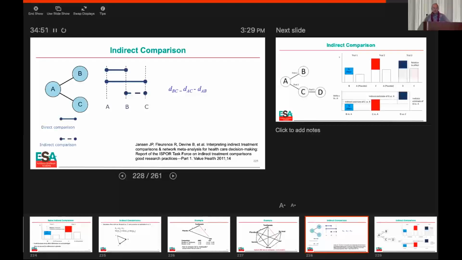So the basic idea here is that you have a direct comparison of A with B and a direct comparison of A with C, and you therefore can get the indirect comparison of B with C from the difference in the two.